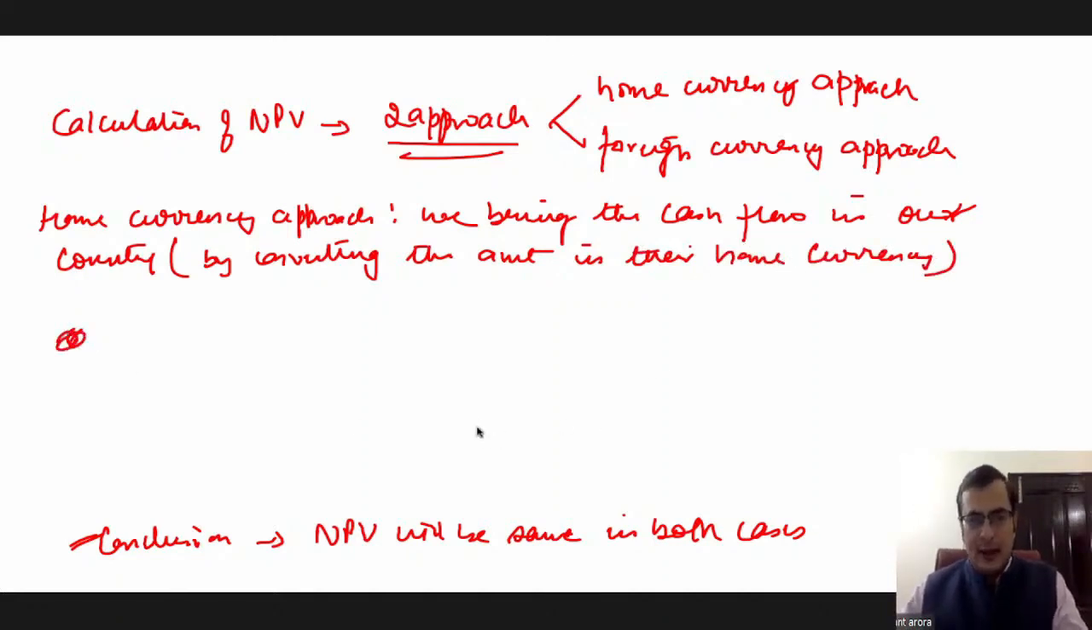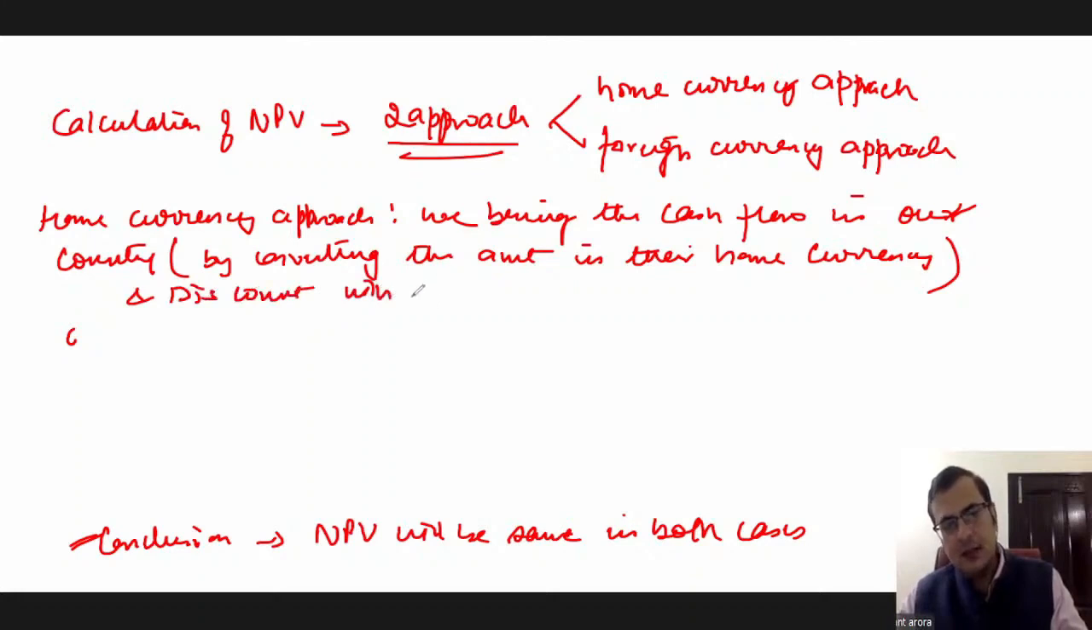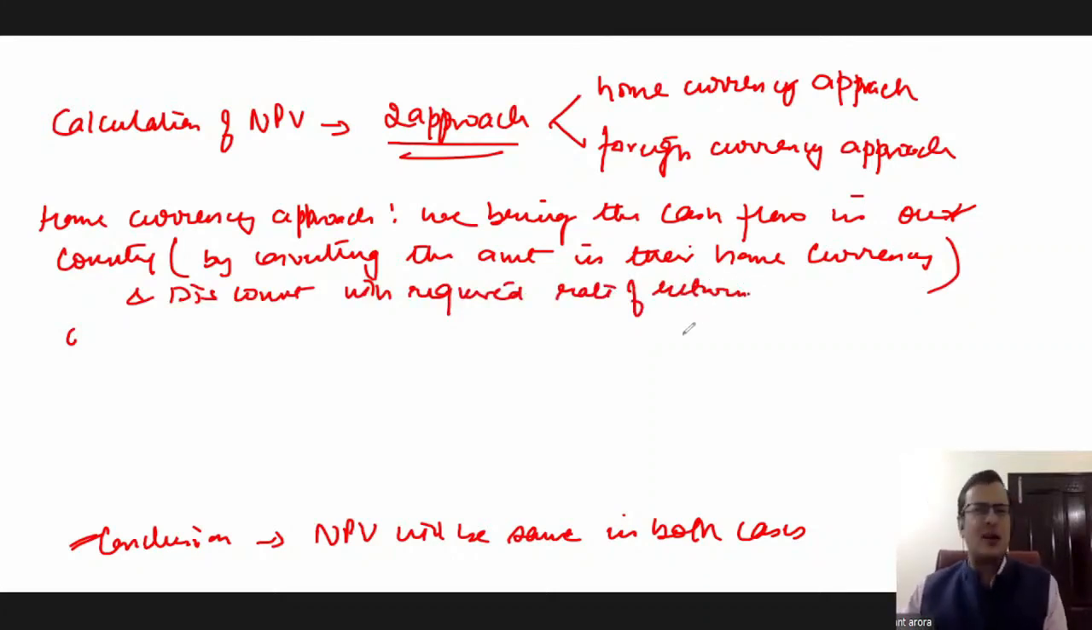Once they do that, they discount with their required rate of return. Clear, guys? So this is the concept. Sir, we do not understand it properly. But this is just theory. I will come to the practical part in another few minutes, then you will understand for sure. Then comes the concept of the foreign currency approach.